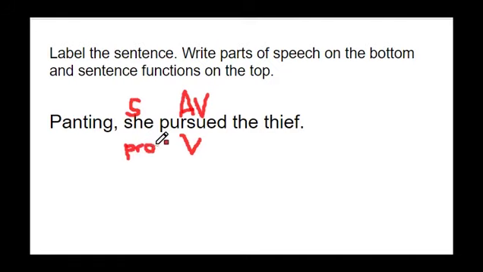Now I can ask myself, subject verb what? She pursued what? She pursued the thief. That's a direct object. Okay, and of course, the tells us which thief? The thief. And that's an article, or you can call it an adjective. Either way is fine with me. But let's call it an article because that's more precise.